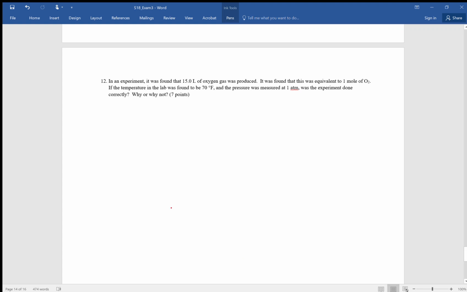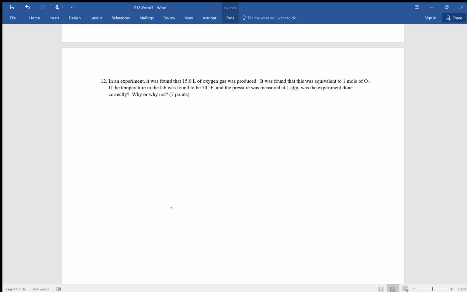Final question on exam 3. We're looking at the results from an experiment. And what this experiment tells us is that 15 liters of oxygen gas were produced. And during this experiment, it was found that this was supposed to be equivalent to 1 mole. Now, the temperature in the lab was measured to be 70 degrees, and the pressure was measured at 1 atmosphere.